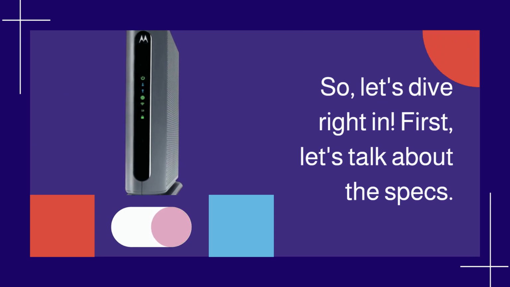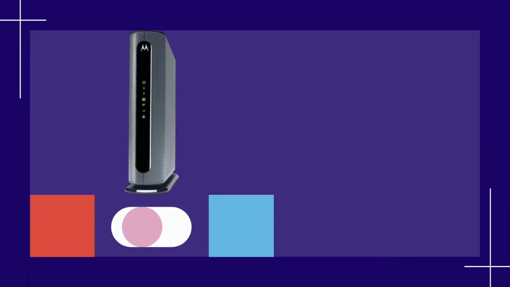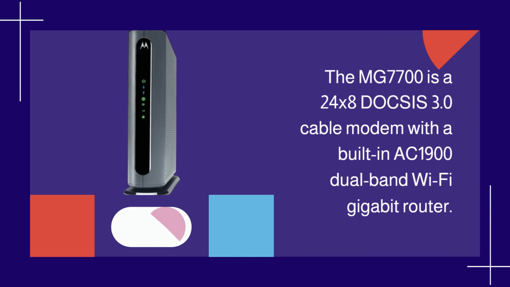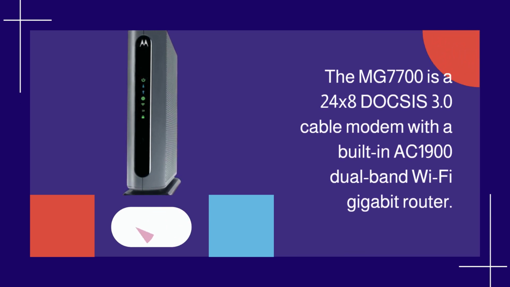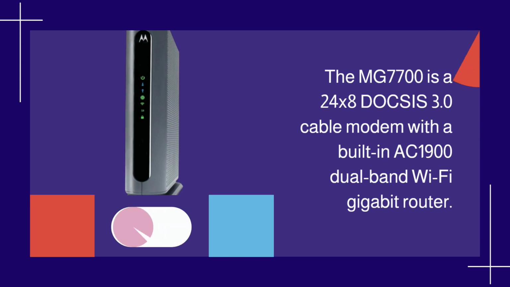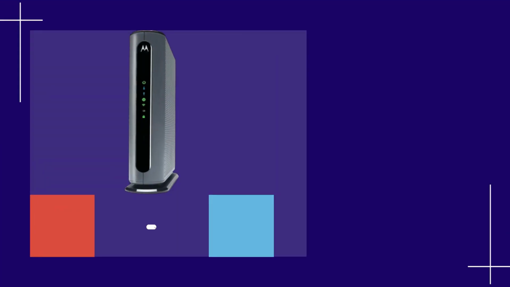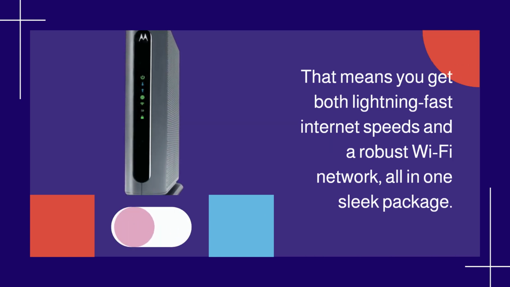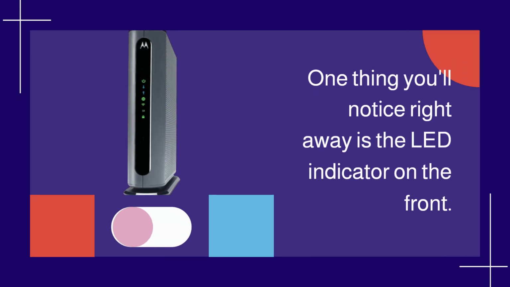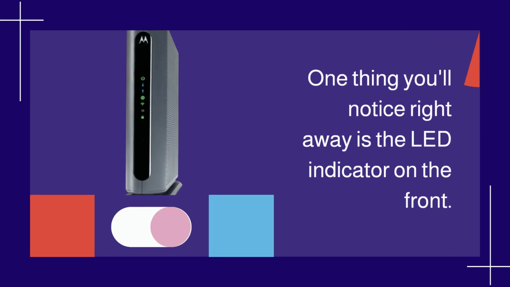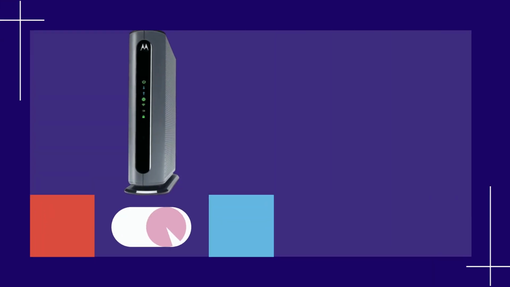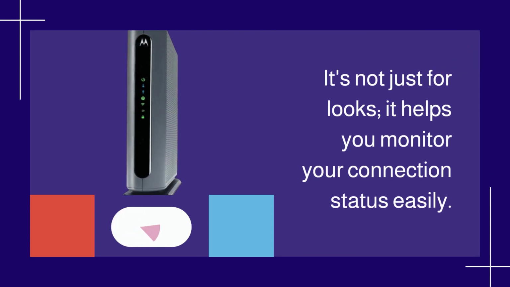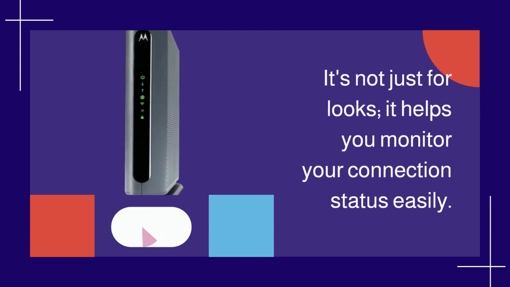First, let's talk about the specs. The MG7700 is a 24x8 DOCSIS 3.0 cable modem with a built-in AC1900 dual-band Wi-Fi gigabit router. That means you get both lightning-fast internet speeds and a robust Wi-Fi network, all in one sleek package. One thing you'll notice right away is the LED indicator on the front. It's not just for looks. It helps you monitor your connection status easily.